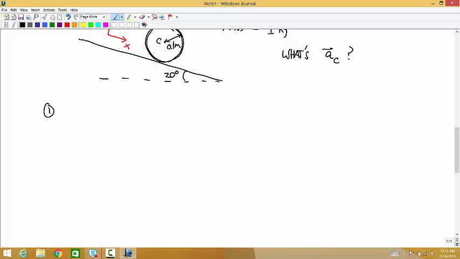So the first question is, does this have a fixed point or not? It doesn't. Even though the velocity is 0 at that bottom point, a fixed point is one where that point on the body doesn't have velocity and it doesn't have any acceleration. So this isn't really fixed, even though instantaneously it has 0 velocity. So there's no fixed point.